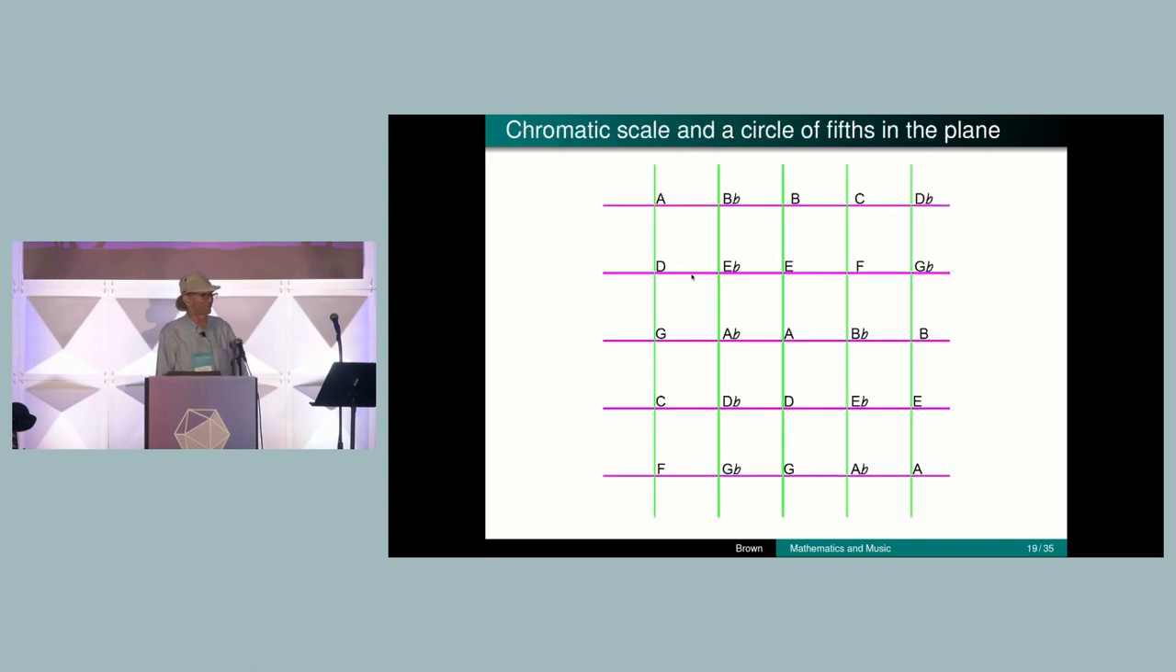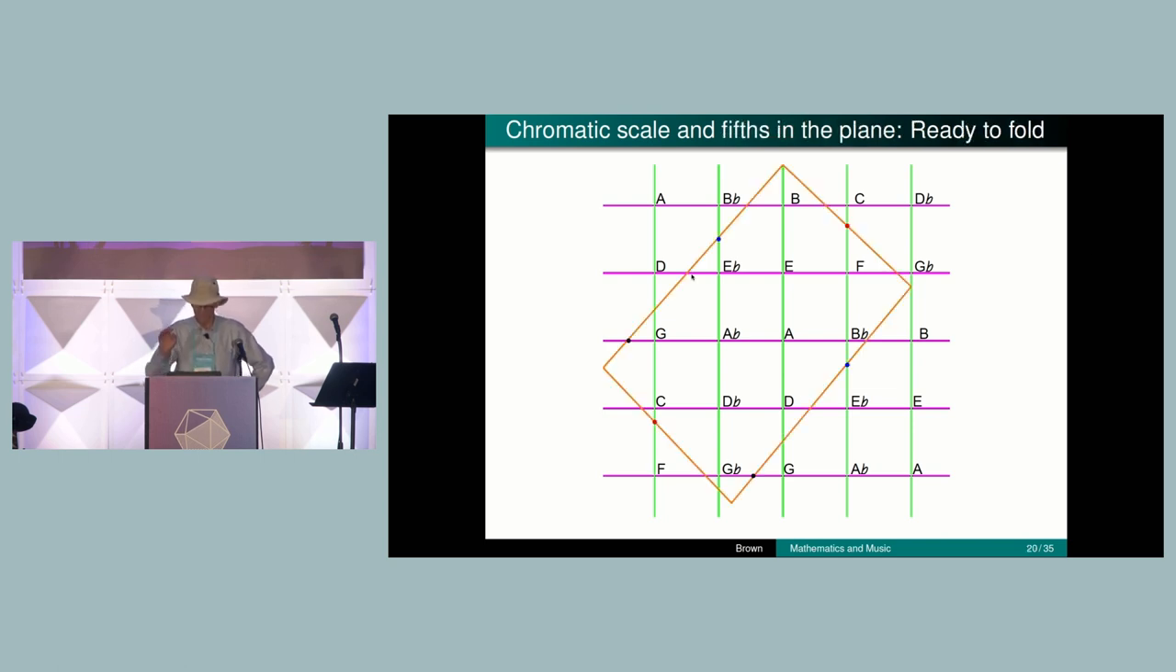Now, for something completely different. This is a 5x5 grid with the notes on the horizontal lines being the chromatic scale in order, A, B flat, B, C, D flat, then you get down to D and you go on. The vertical jumps are perfect fifths, A, D, G, C, F, and so forth like that. You say, so what? Okay, there's a point to this.